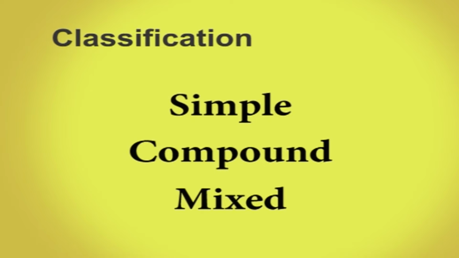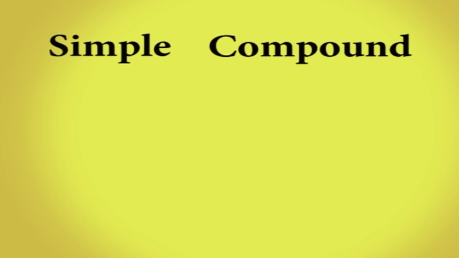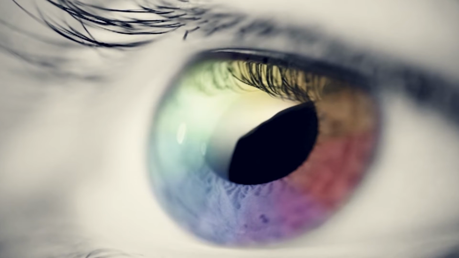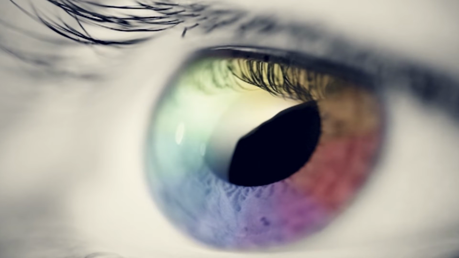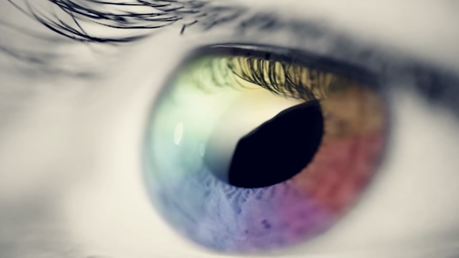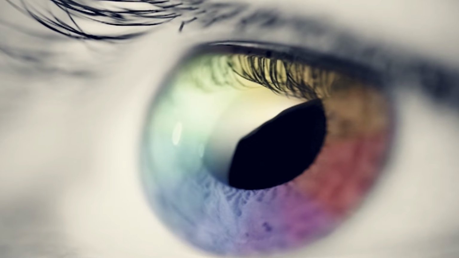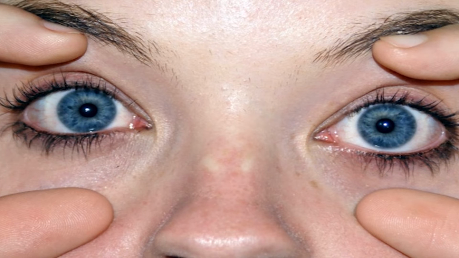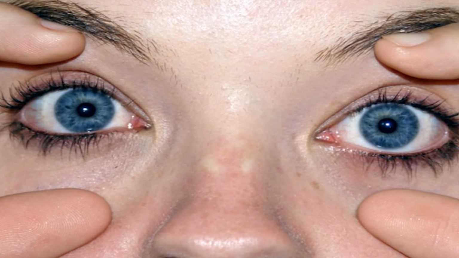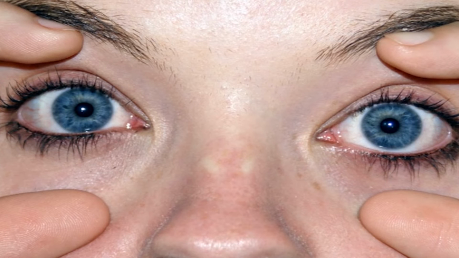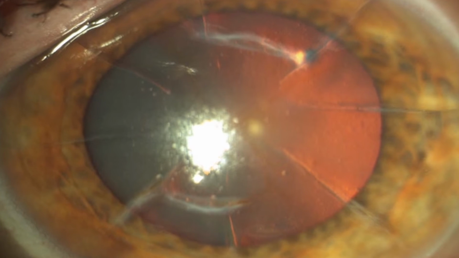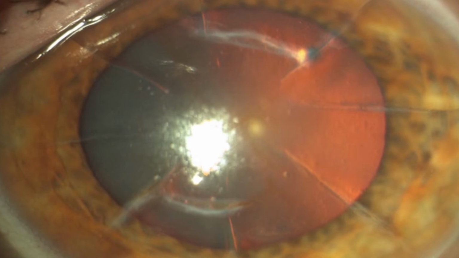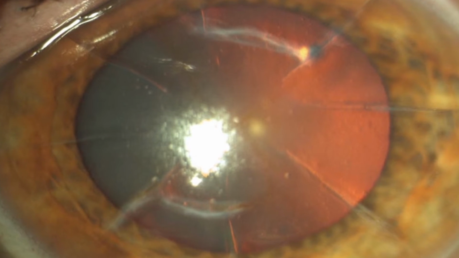It can be classified as simple, compound, and mixed. The simple and compound can be further classified as myopic and hyperopic. In simple astigmatism, one image falls on the retina and the other falls either in front or behind the retina. So, if one meridian focuses the light on the retina and the other in front of the retina, it is called simple myopic astigmatism. Simple hyperopic astigmatism is when one meridian focuses light on the retina and the other theoretically behind the retina.